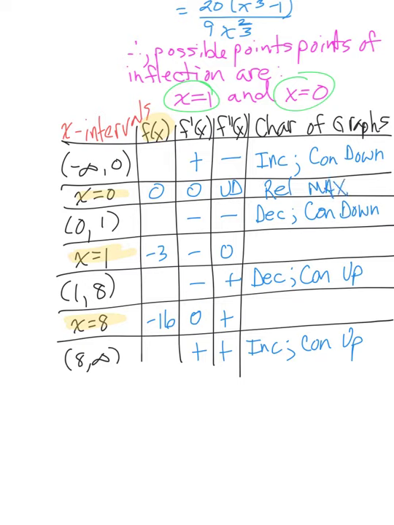And then the next one, these are different. So as soon as they're different, I know I have a point of inflection. And notice that these are the same. So this is a point of inflection. It's where the graph is changing from concave down to concave up.